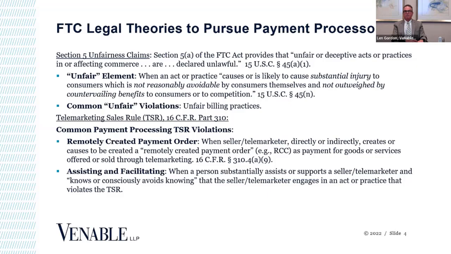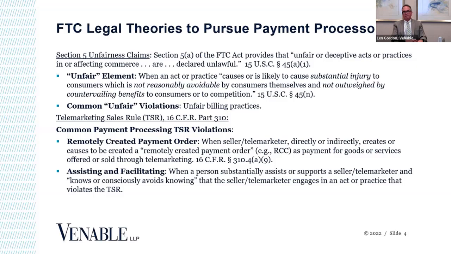What the FTC does is use its unfairness authority. And the unfairness authority is broad and vague. An act or practice is unfair when it's likely to cause substantial injury to consumers, which is not reasonably avoidable by consumers themselves and not outweighed by countervailing benefits to consumers. And what the FTC typically alleges in cases against payment processors is that the payment processor providing a merchant with access to the payment system and then processing those payments is in itself an unfair act or practice. So the liability isn't aiding and abetting liability, rather it's direct liability by the processor.